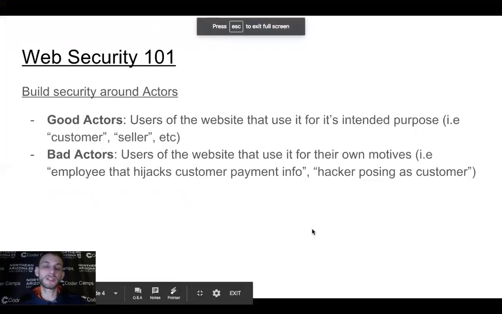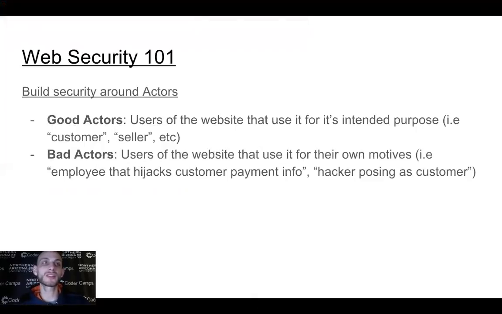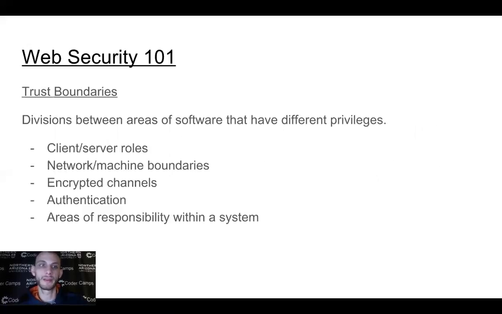Next, let's talk about actors. When you're building out your software, it's really hard to think of all the bad scenarios off the top of your head, so it helps to think in terms of actors. For example, a good actor would be someone who uses the website for its intended use, like a customer. Whereas a bad actor would be maybe an internal employee who hijacks a customer's payment info. So if we think about it in that scenario, we're going to build our software in a way that our internal employees can't hijack customer payment info. That's just one scenario, but build around actors, and that tends to help guide your way.